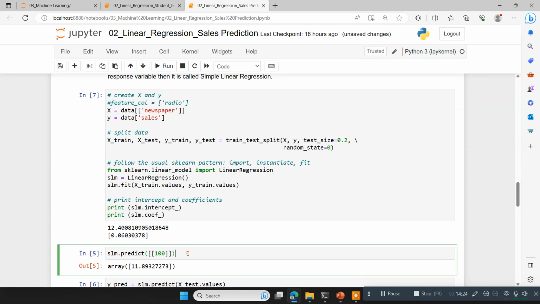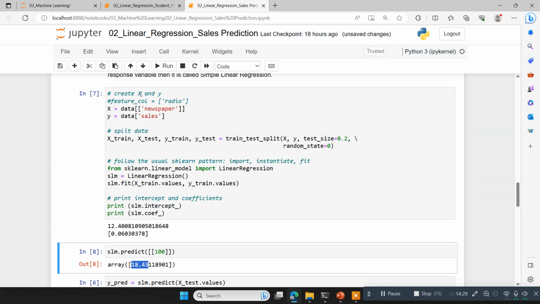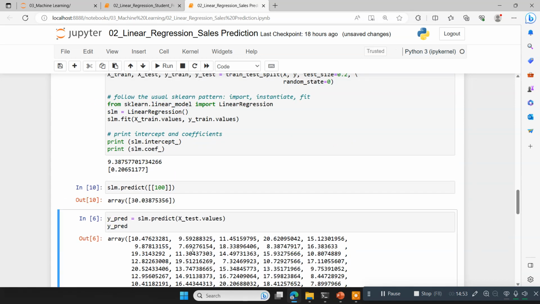So we got 18.43. This is better than the TV advertisement. With TV we got 11.89, but with newspaper we got $18.43 as the sales value. Now this time I would like to take radio. For radio advertisement, what is the sales value? So running the model again, then making the prediction. This time you got $30.03.